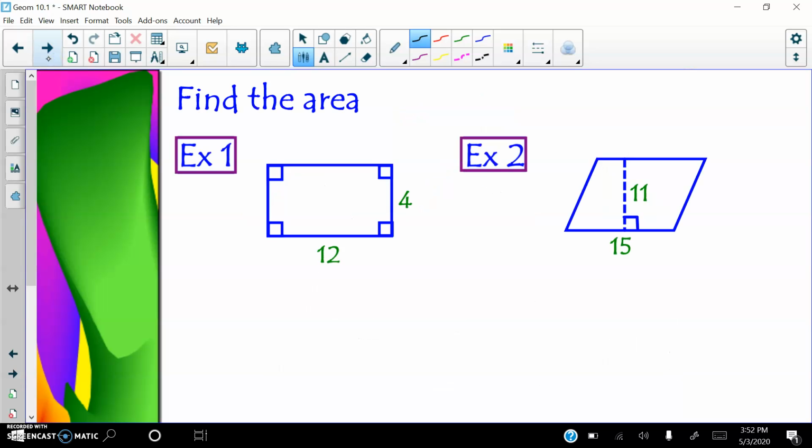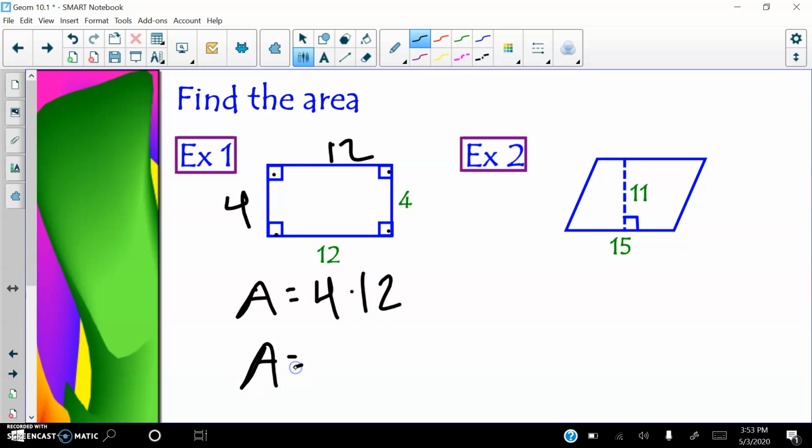So with this, we have a rectangle, and we know it's a rectangle because we have 4 right angles. And so if this is 4, that's got to be 4. If this is 12, that's got to be 12. But all we have to do is the area is the base 4 times the height, or if the base is 12 times the height. It doesn't really matter what order you put this in. 4 times 12, 48. That was a really bad 48.